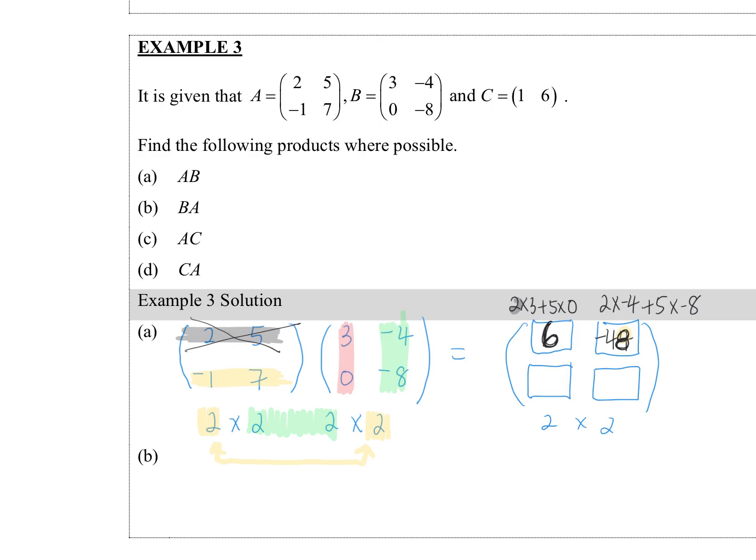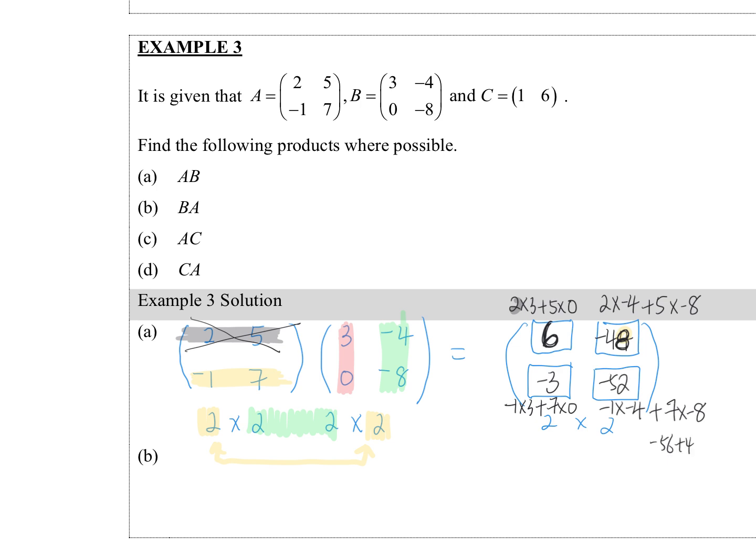So this one will multiply with the red column. So negative 1 times 3 plus 7 times 0. So negative 1 times 3 and then 7 times 0. So I get negative 3 for this entry. So I'm done with the red column. So same thing here, the yellow one. I need to multiply with my second green column. So negative 1 times negative 4 plus 7 times negative 8. So this one is negative 1 times negative 4, 7 times negative 8. Minus 56 plus 4. Minus 52, is it?